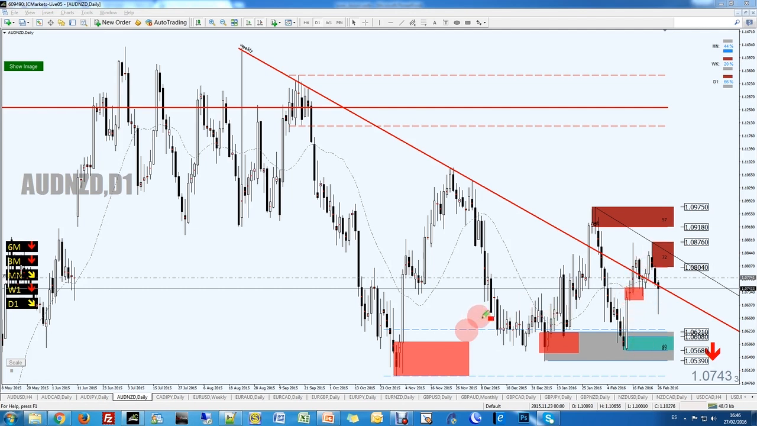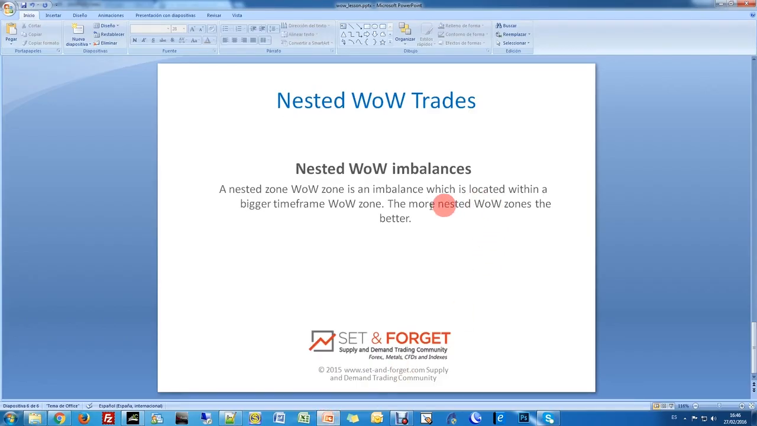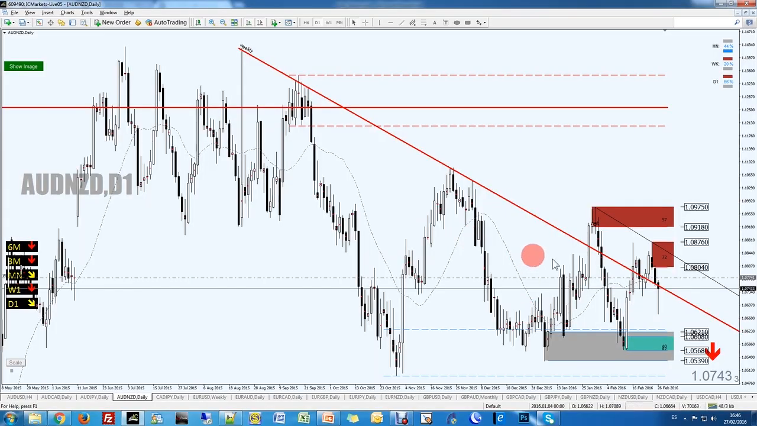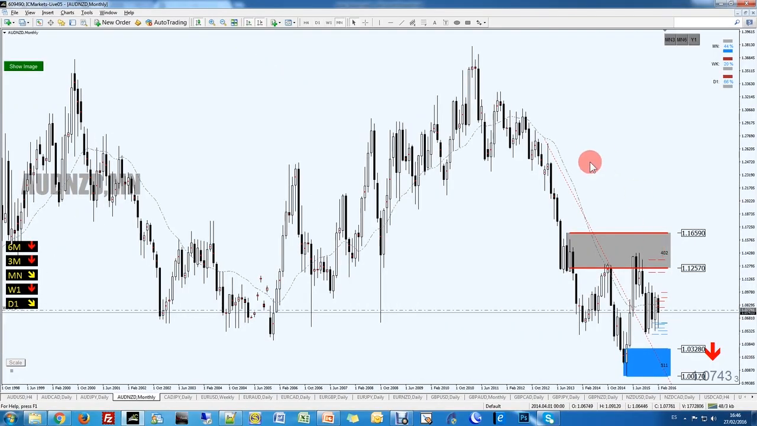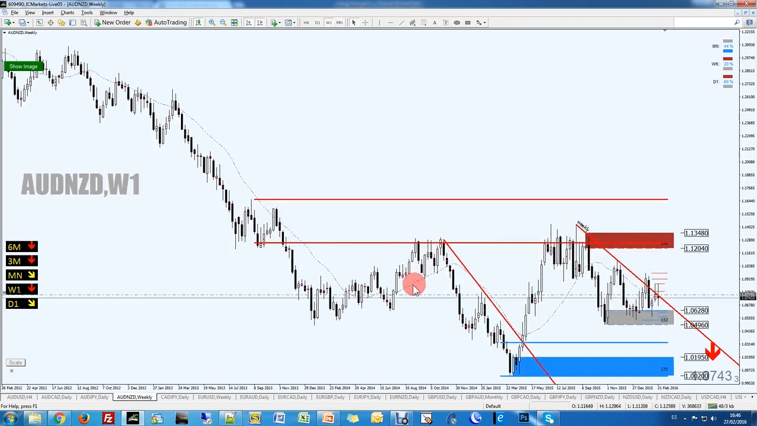So, this is what I'm trying to say about the nested WoWs. The more WoW nested zones, the better. Okay, this is a counter trend example, but if this happens with the trend, like here for example, then it would be nice. Okay, same thing here. So monthly area of supply, price never pulls back to that area, so it's invalidated when it goes up with another trend, and the 3 months and the monthly area is created and all that.